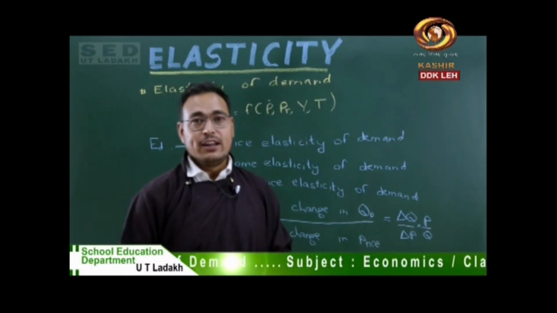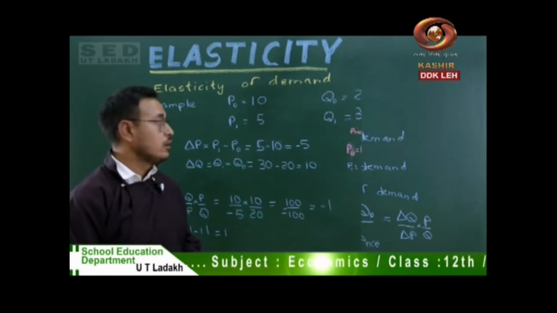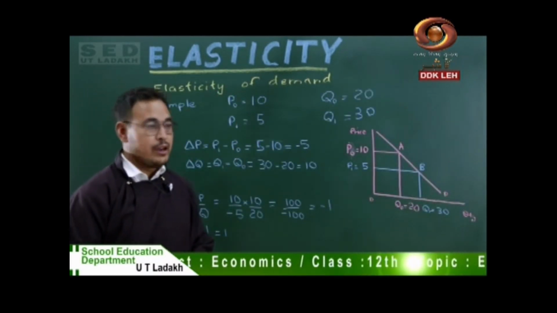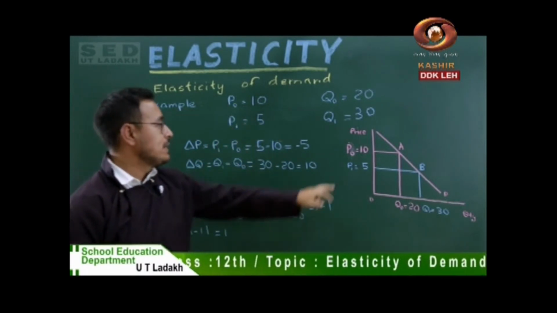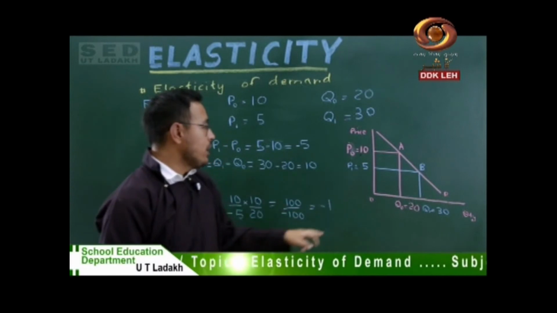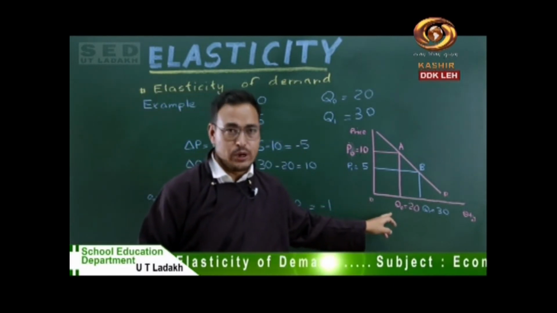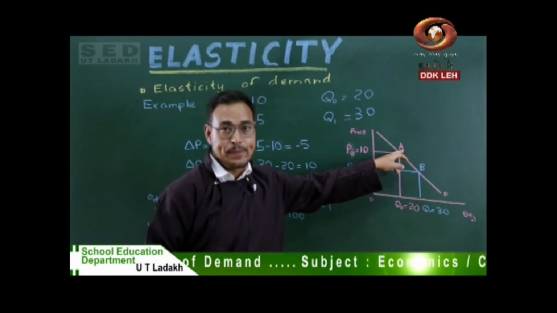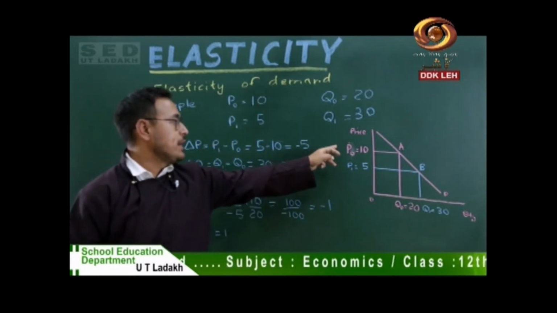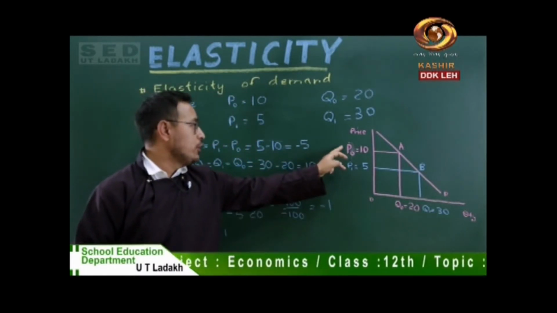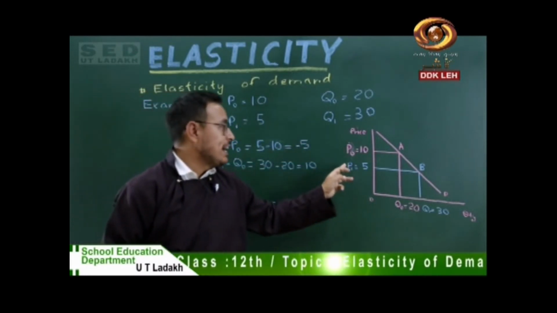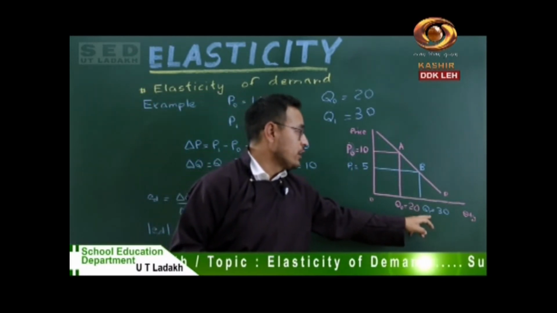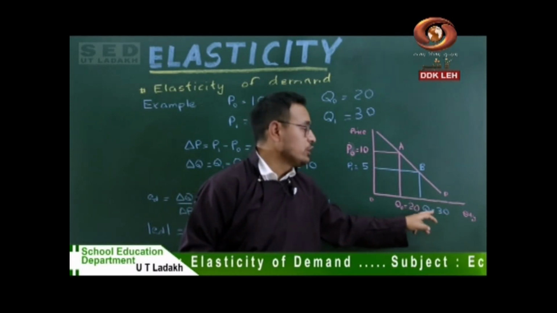To know it in detail, we will be taking an example. I have taken that initially your P0, which represents your initial price, is 10. At that point, your quantity demanded is 20. You are at point A. After that, there has been a decline in price from P0 to P1, whereby your P1 is 5. Due to this decline in price, your quantity increased from 20 to 30.